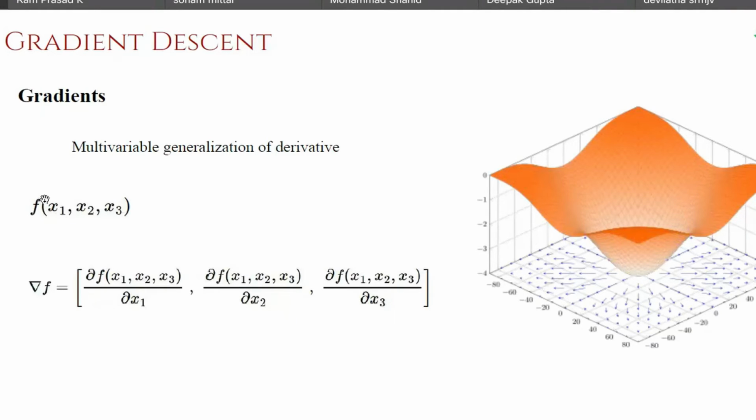Another important thing to keep in mind is that this is a function which gives only one value as output. Even though it is taking multiple inputs, it will only give one value as output.